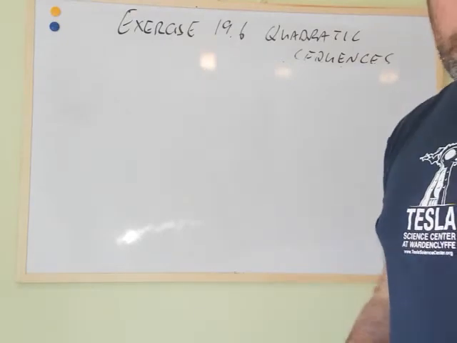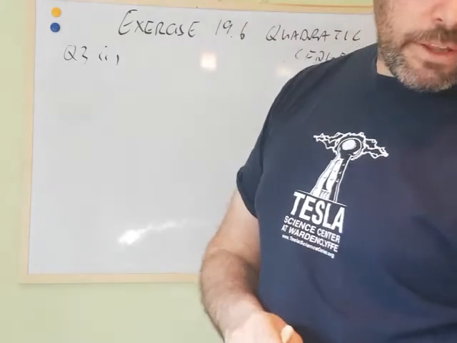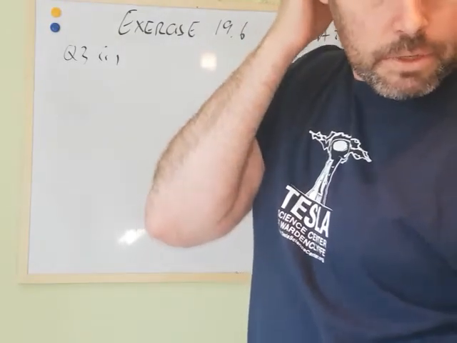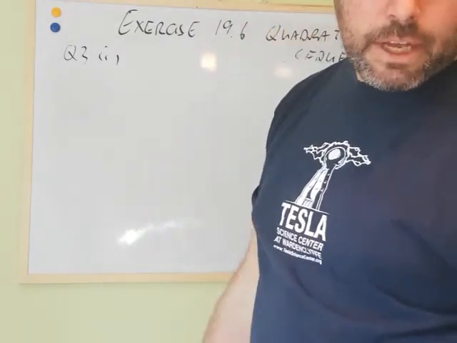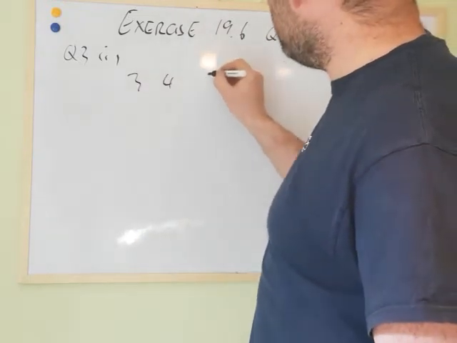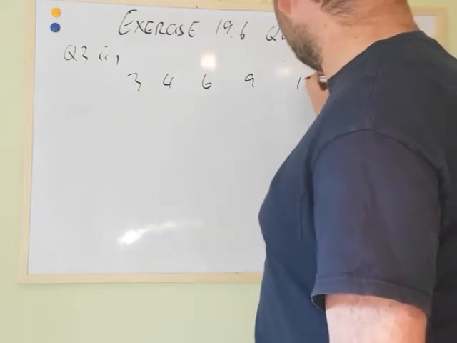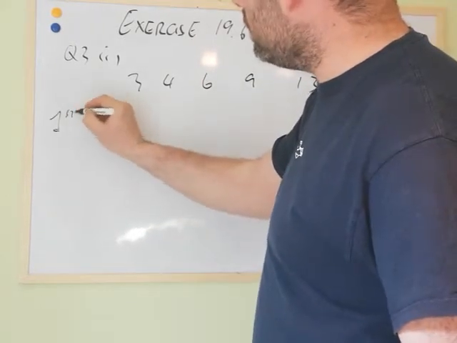Now let's look at question 3. Part 1. Find the first and second difference between the terms of the sequence, hence state if the sequence is quadratic. 3, 4, 6, 9, 13. First difference.